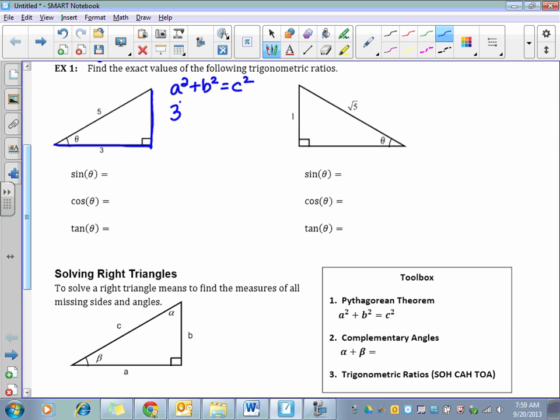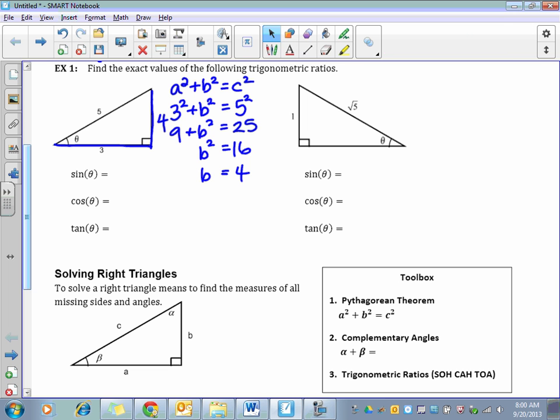So we have 3 squared plus the other leg squared, which you do not know, and then the hypotenuse is 5 squared. So you have 9 plus b squared equals 25. b squared equals 16, so we know that b is 4. And many of you guys might have already known that as the 3, 4, 5 Pythagorean triple.